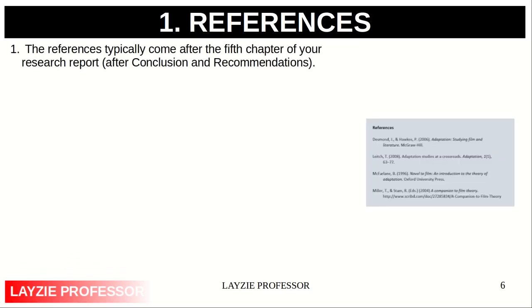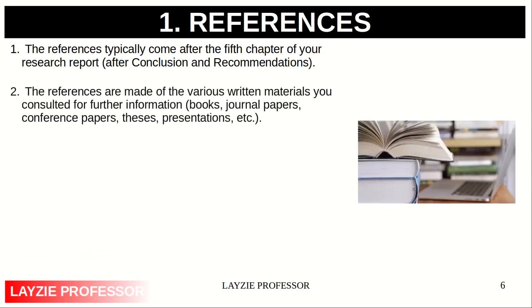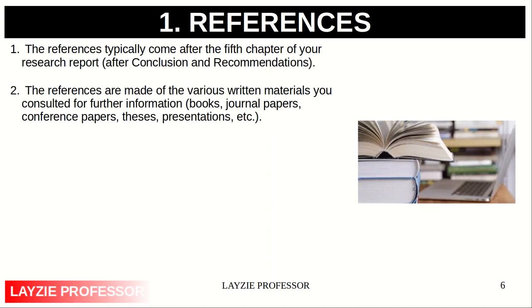The references typically come after the 5th chapter or the last chapter of the research report, and typically the last chapter will be the chapter containing the conclusions and recommendations. So after this particular chapter, the references will come, and the references are made up of various academic materials that as a student you consulted that helped you gain information or knowledge to do the work. These academic materials may include books, journal papers, conference papers, theses, presentations, websites, etc. All these were materials that you consulted, which helped you to formulate your ideas to do your work.